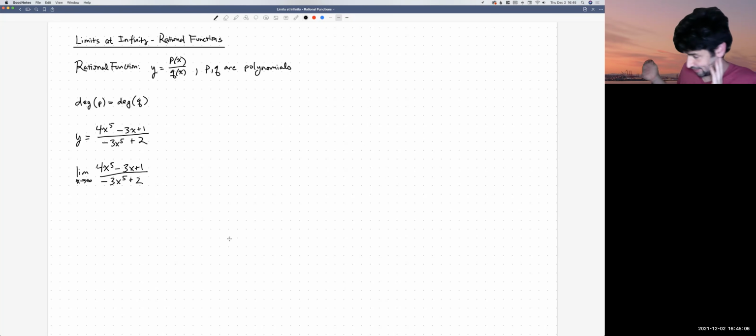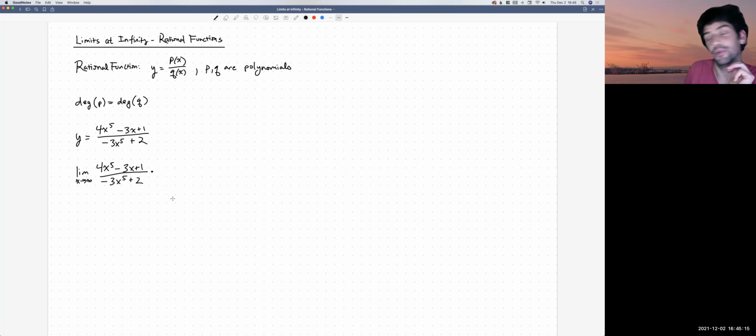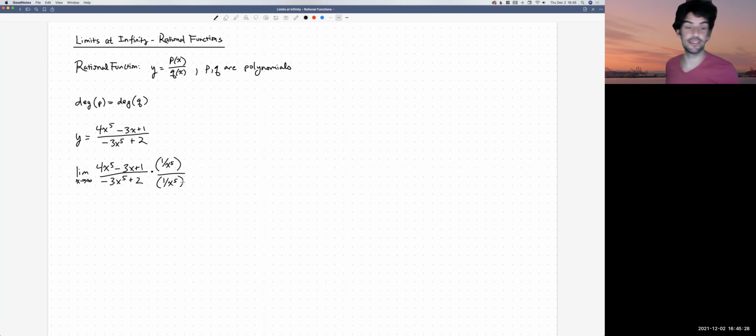A nice trick to have in our pockets is that we look at the highest degree in the denominator. In this case, it's 5. And we multiply this whole expression by 1, written as 1 over x to that highest degree in the denominator. So in this case, 1 over x to the fifth over 1 over x to the fifth. This is equal to 1. The only place this is not equal to 1 is when x is equal to 0, because this is not defined, but we don't care. We're out at the big numbers. We're far, far, far away from 0.